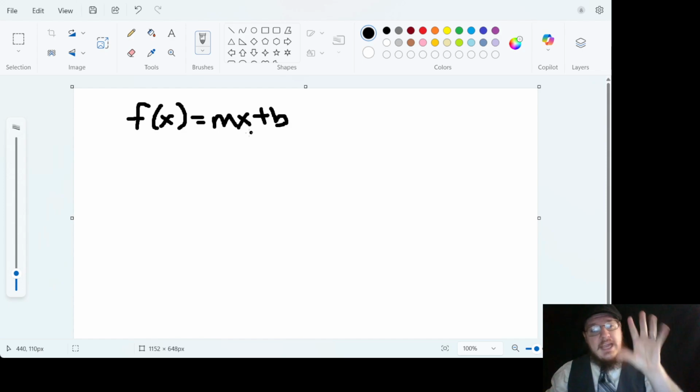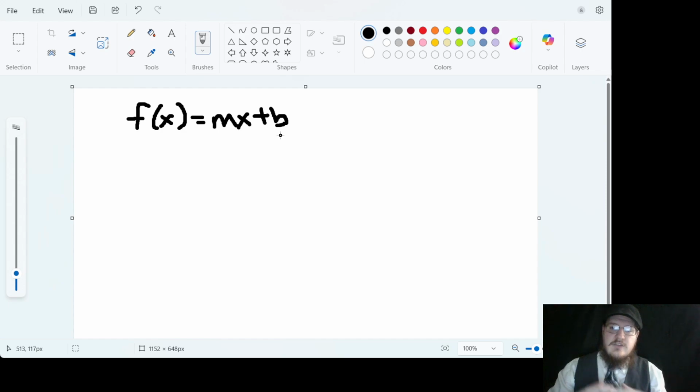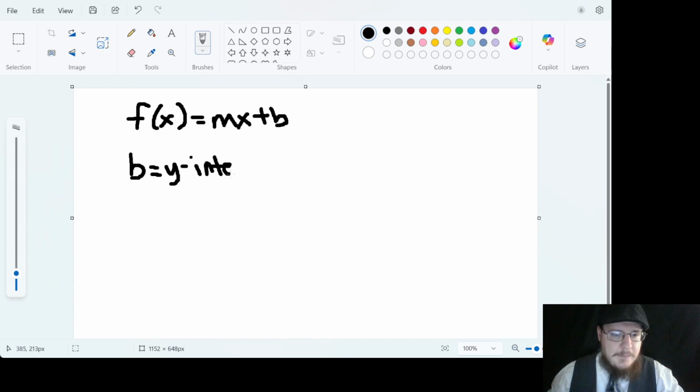Now, last week I explained that m here and b here are just two constants that help dictate our function, which is true, but there's a little bit more in depth into what those values actually are. So, let's start with b here. B is what is called our y-intercept. Now, by intercept, what I mean is this is the part of the graph where it crosses through the y-axis.